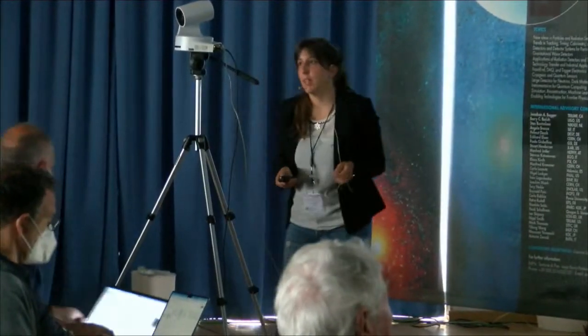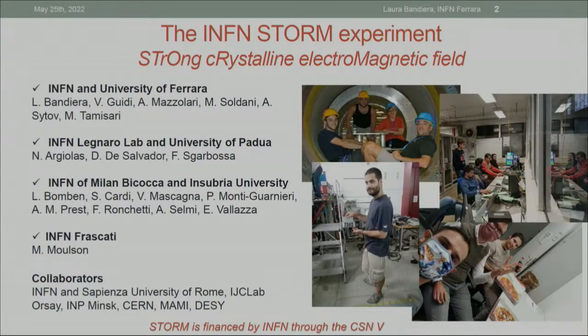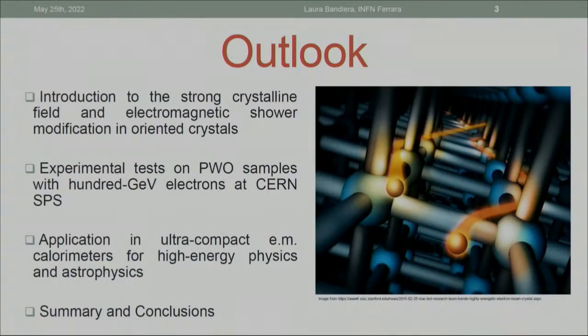Good morning, everybody. I'm Laura Bandiera from INFN Ferrara, and I will speak about some measurements we have done with oriented crystal scintillators that I think are very interesting. This work was done inside a small INFN experiment financed by Commission 5 of INFN. It's called STORM, which stands for Strong Crystalline Electromagnetic Field, and involves some Italian teams, and we have external collaborators across the world. I will briefly introduce what a strong crystalline field is and how in such a field the electromagnetic shower is modified, some experimental tests we have done on a lead tungstate sample with 100 GeV electrons at CERN SPS, and possible applications in ultra-compact electromagnetic calorimeters for high energy and astroparticle physics.